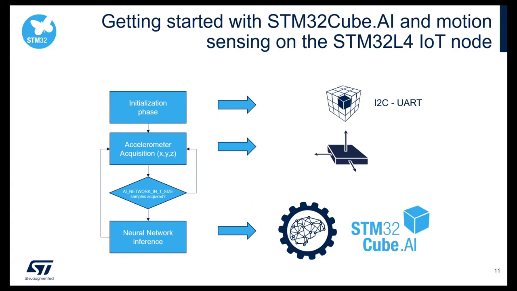In the previous video, we focused on the initialization phase with the configuration of the peripherals, like I2C and UART, and the accelerometer acquisition. In this video, we'll be focusing on the last step, how to add the pre-trained neural network model using STM32Cube.AI, and how to output the inference results.